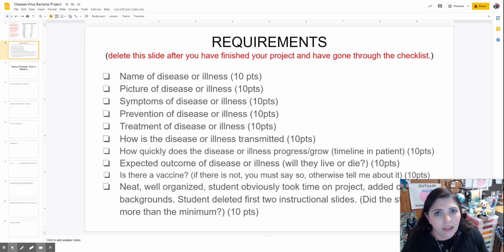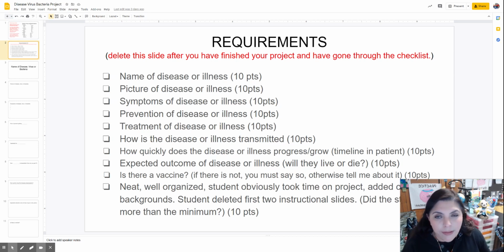What is the treatment? Is there maybe some sort of physical therapy they can do, or things like that? What will the doctor do to help them? How is the disease or illness transmitted? In other words, how does the person get it?